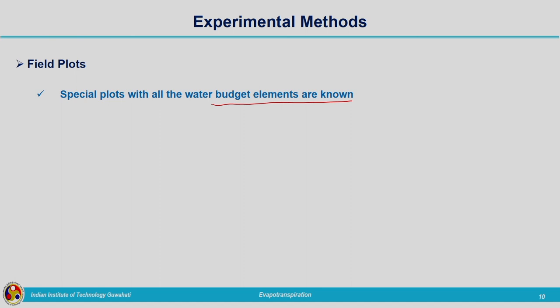In that case, we need to know all the parameters which are required for the water balance equation, and then we will be making use of the water balance equation. Evapotranspiration is given by P plus I minus R minus delta S. So this is nothing but our water balance equation, the mass balance equation: inflow minus outflow is equal to change in storage. This equation we have already seen. So the same equation we will be utilizing here also.